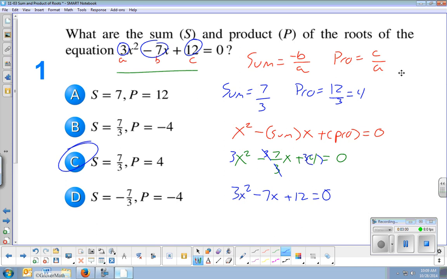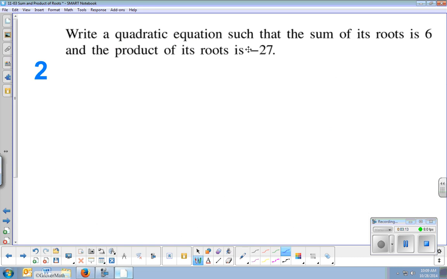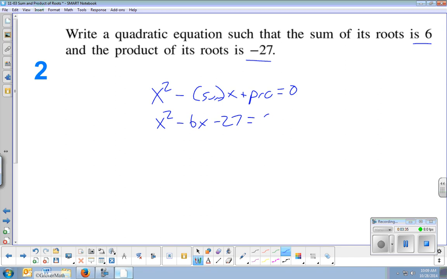So two key formulas: negative b over a, c over a to get the sum and product, and x squared minus sum x plus product equals 0 to get the equation from the sum and product. Write a quadratic equation such that the sum of the roots is 6, the product of the roots is negative 27. That's simple. That's x squared minus the sum of the roots, x, plus the product equals 0. So that's going to be x squared. The sum is 6, so minus 6x. The product is negative 27, so minus 27 equals 0.